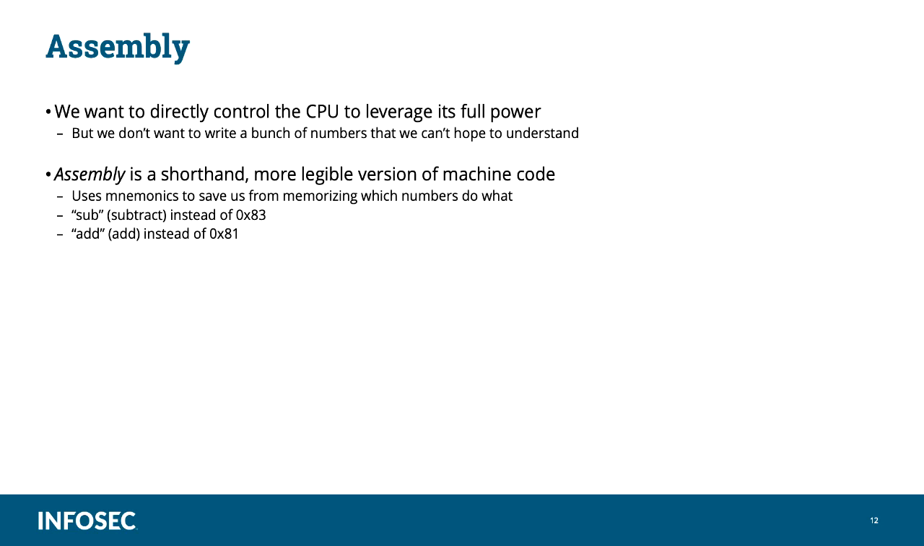But the problem is I don't want to write a bunch of numbers that I can't truly hope to understand. So what I'm actually going to do is I'm going to write assembly. Assembly is a shorthand and essentially a more human readable and legible version of machine code. Assembly uses mnemonics to save us as humans from having to memorize what the numbers in the machine code actually do. For example, I as a human in assembly would need to memorize sub when I want to do a subtract instead of memorizing the fact that in x86 that's an 83 hex. Or add instead of having to memorize an 81 hex.